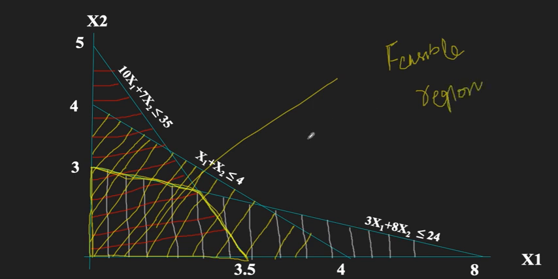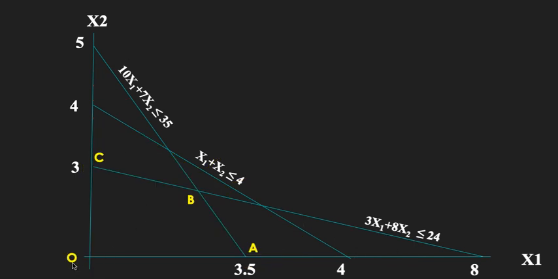Fine. Now we have some points which we call corner points, and we have to find out the values of these corner points. We have this one, the second one, the third one, and the fourth one. 4 corner points we have here. Let this corner point be O, let this one be A, this one be B, and this one be C.